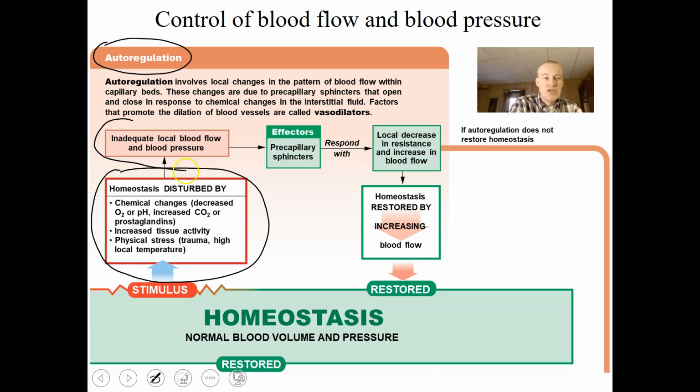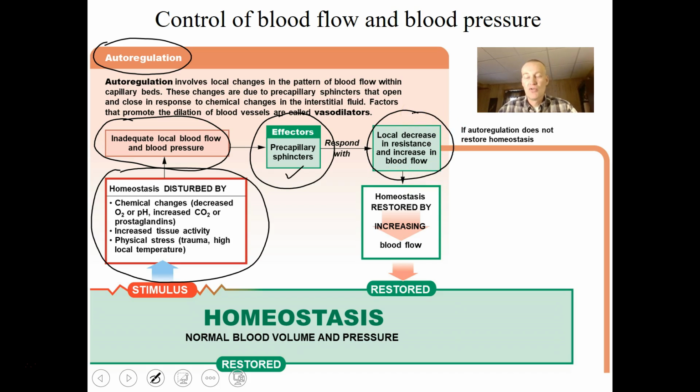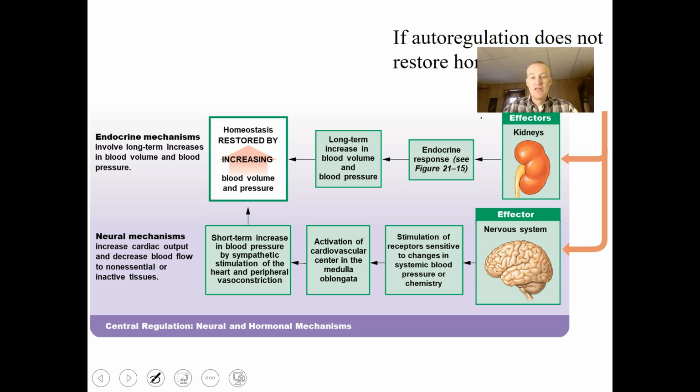If you get any kind of inadequate blood flow or blood pressure, there are sensors there locally that can respond to those particular conditions. So if we have an inadequate blood flow, we can take those precapillary sphincters. We can decrease the resistance that they provide. That smooth muscle tissue can relax, so there is vasodilation, and this will restore the blood flow and/or whatever you need. So if autoregulation does not restore homeostasis, if there's not any ability for the local things to act, then we need to pull in the big guys.